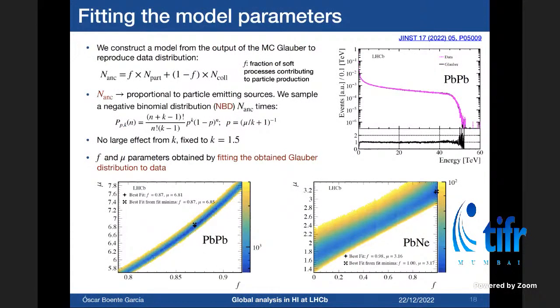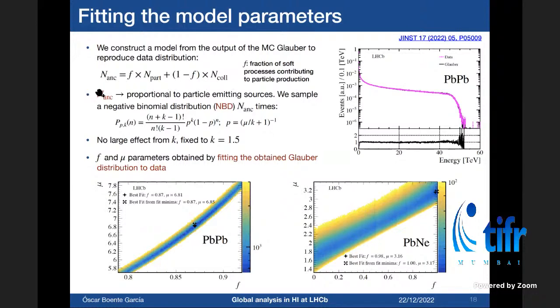Yeah, so now we need to fit the Glauber model to our data to extract some parameters. So the first point is to construct a model. From the MC Glauber, we extract the number of N_part and N_coll, and we compute this N_ancestors, which is something proportional to the particle-emitting sources. Basically, this f is a parameter that we need to fit and tells us the relation between soft processes and hard processes producing the particles.